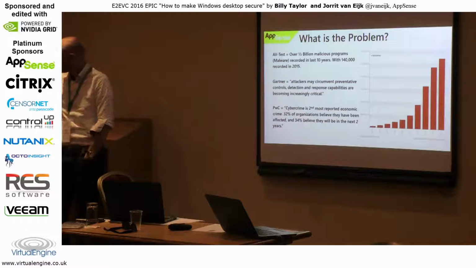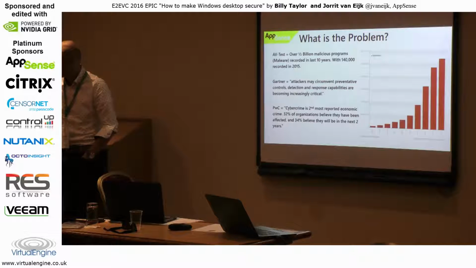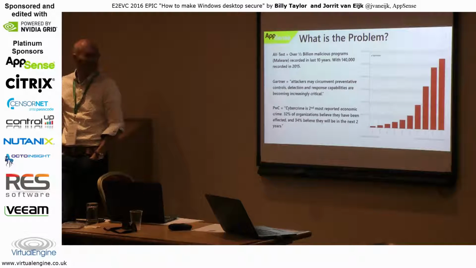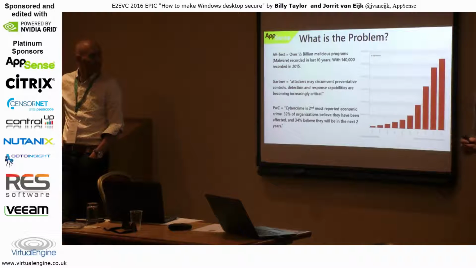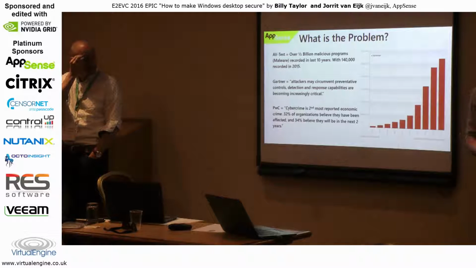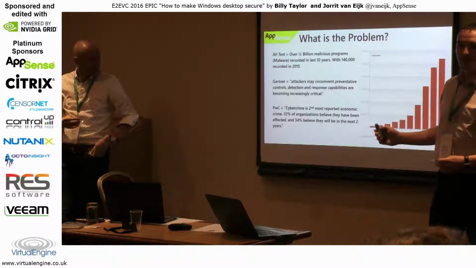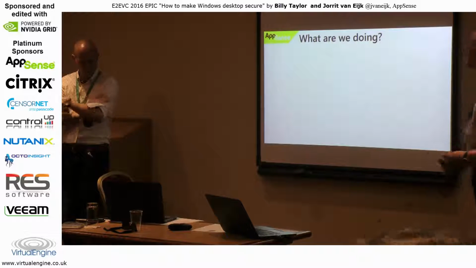Cybercrime is now the second most reported economic crime. 32% of those surveyed by PwC were affected in the last year, and 34% of those surveyed said they expect to have to register against cybercrime in the next 2 years. So what are we doing?